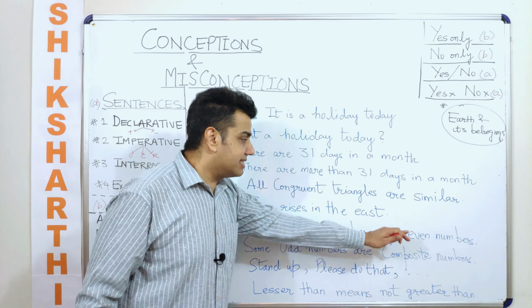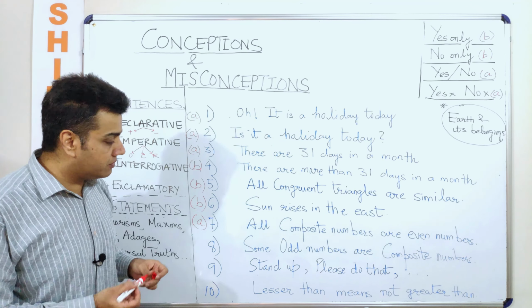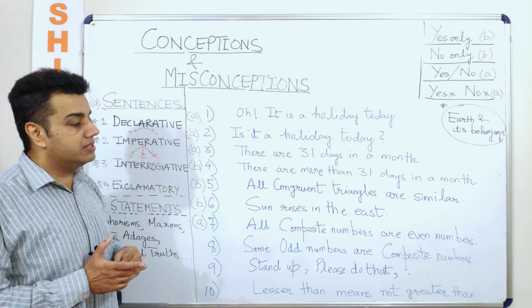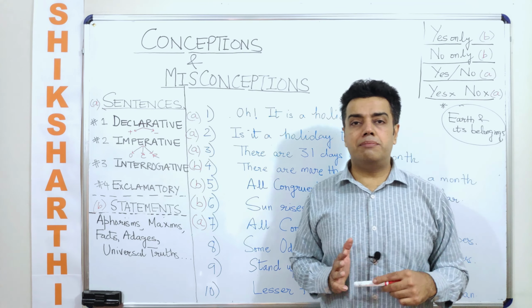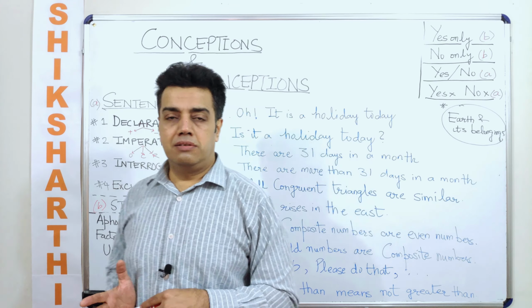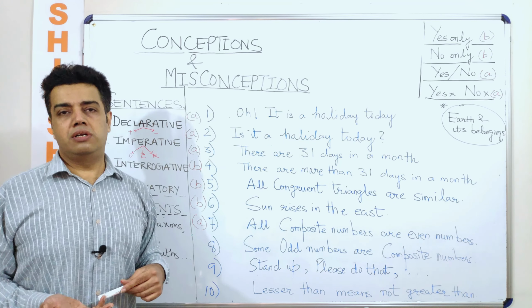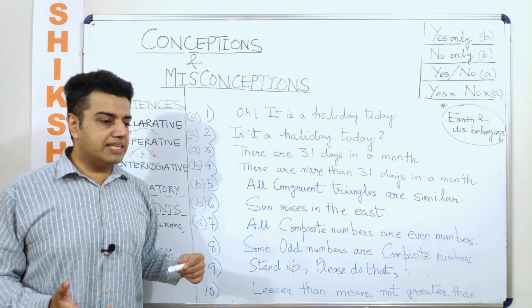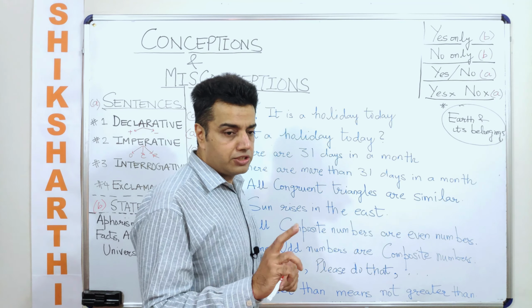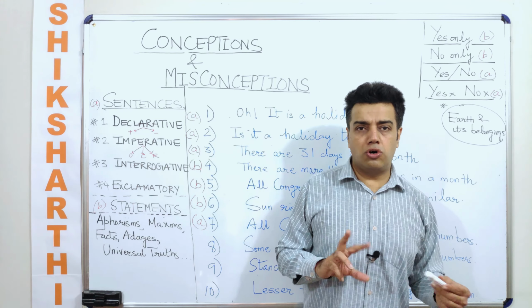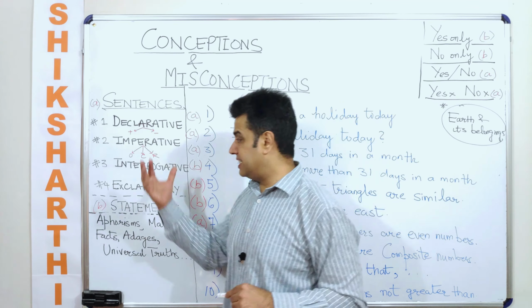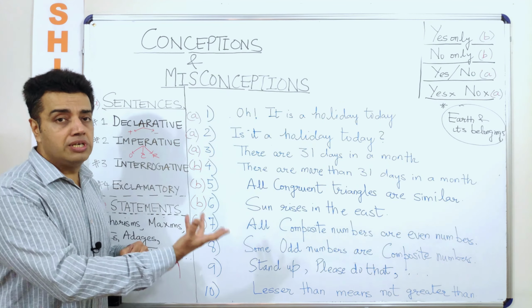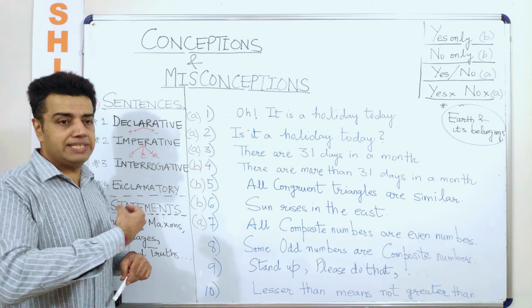But if I change this sentence slightly to one which starts like, some composite numbers are even numbers, which is true. So in that case, it becomes what? A statement. So as discussed, we'll be using all these quantifiers. These are quantifiers: all, some, and so on. When will we use them? When we'll be doing syllogisms. So this discussion is going to help you with syllogisms, Venn diagrams, etc.